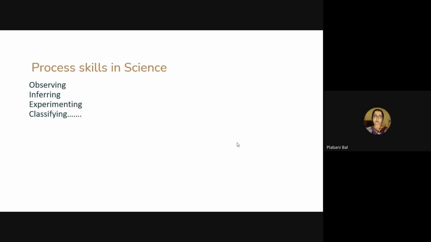Then next is classifying, another process skill. Classification, experimentation, all these things are also process skills. If you want to develop the classification skill, classification comes after observation. If the students do not observe, how are they going to classify? They will not be able to classify. They are linked.